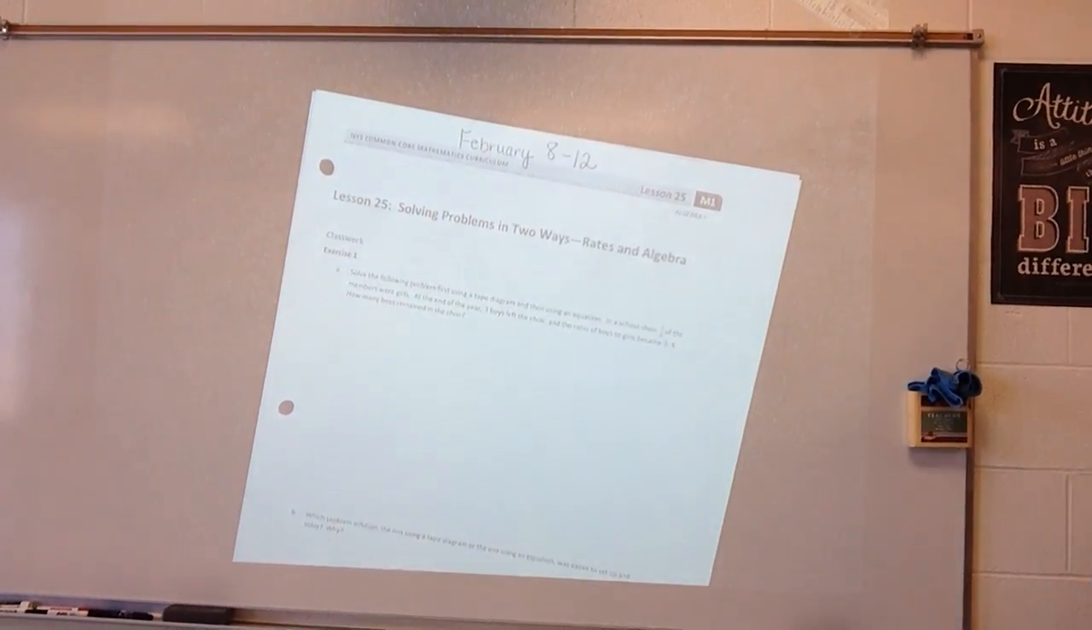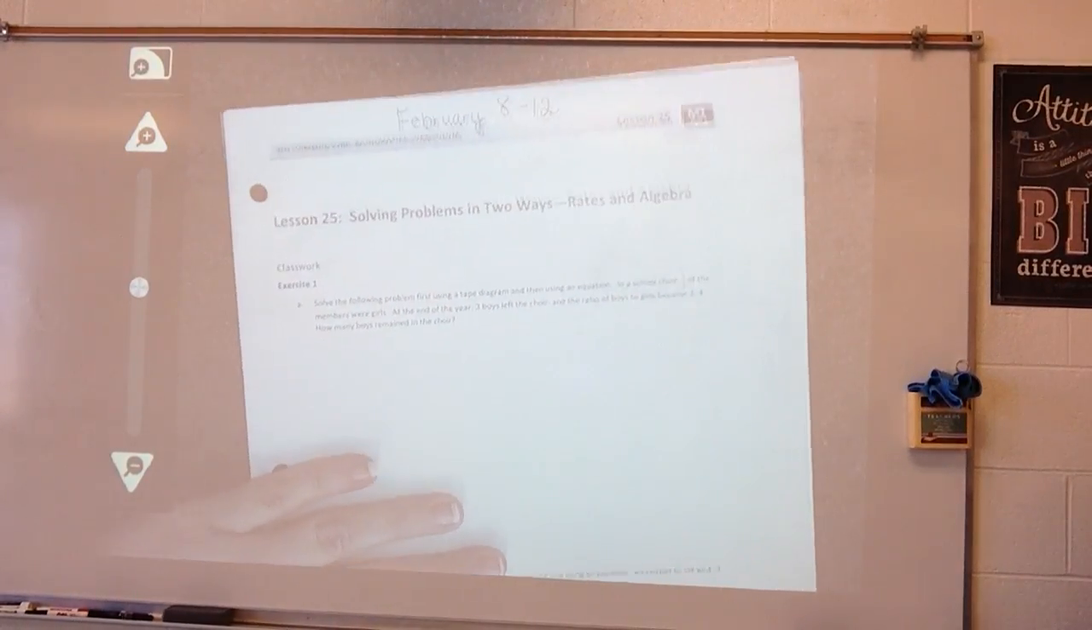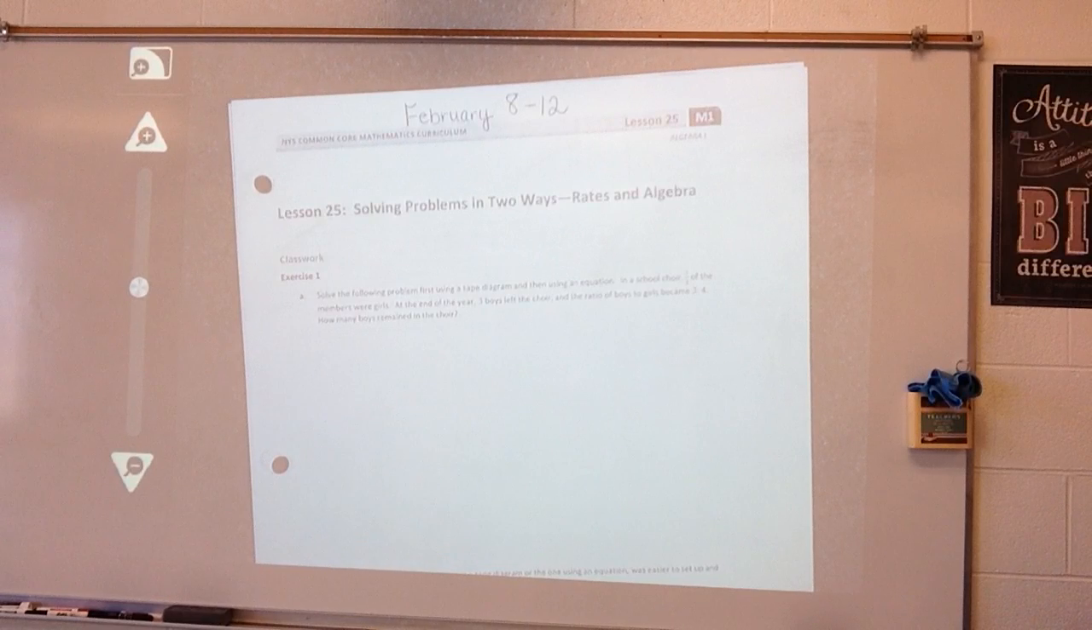February the 8th through the 12th. We're doing lesson 25. Our lesson is entitled Solving Problems in Two Ways, Rates and Algebra. So our goal is to investigate a problem that can be solved by reasoning quantitatively and by creating equations in one variable. We're also going to look at how to compare the numerical approach to the algebraic approach.